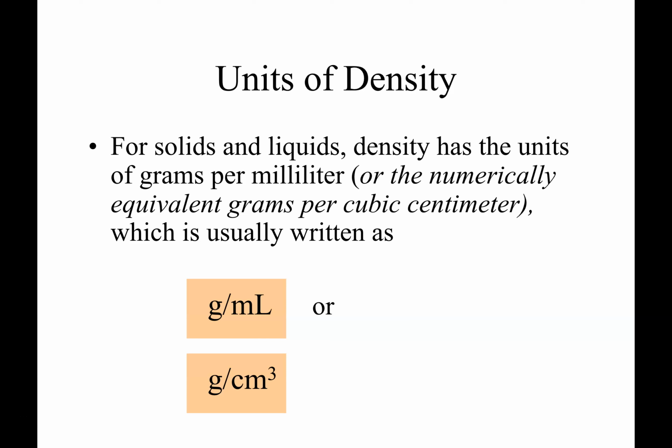But anyway, so if these are our units, we need to make sure that they carry through, and so that's why the answer to a density calculation would be grams per milliliter or grams per cubic centimeter.